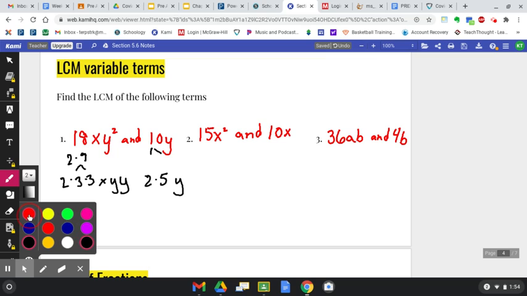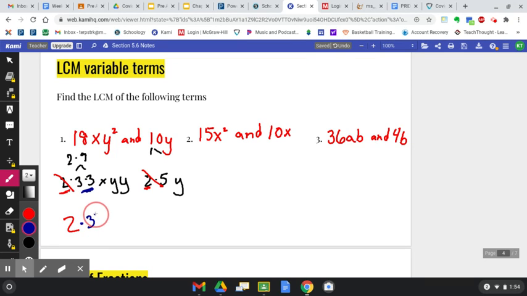So, all the different factors, right? We have 2, okay? And that's the most in either one, so we're going to have the 2. We have 3 squared. Right, so that accounts there. We have the 5. Takes that. We have an x.